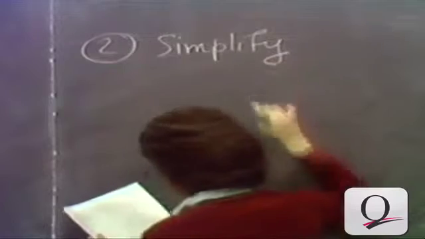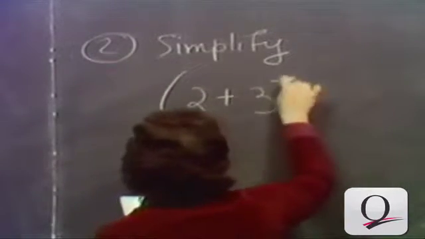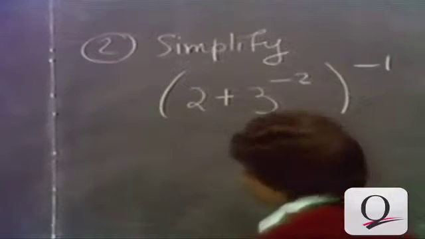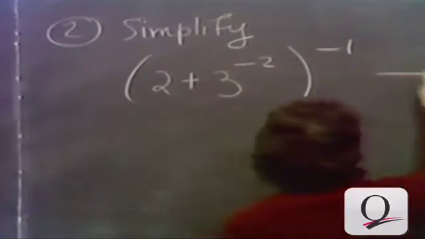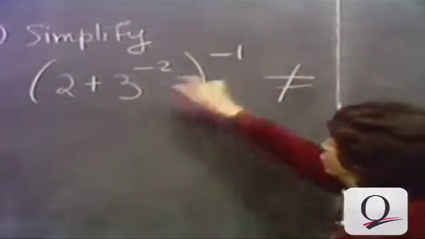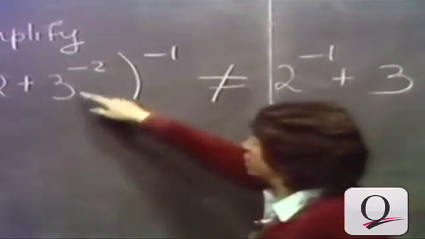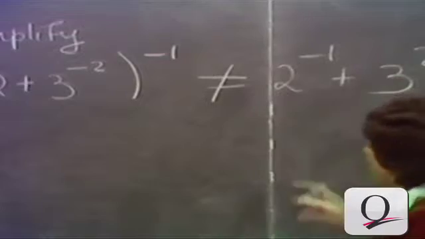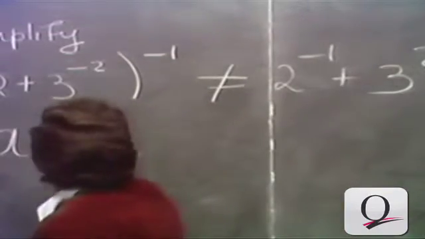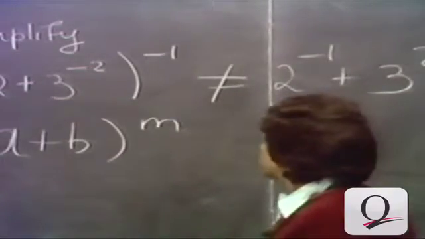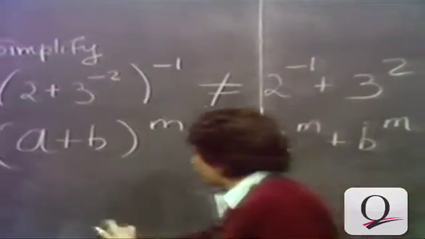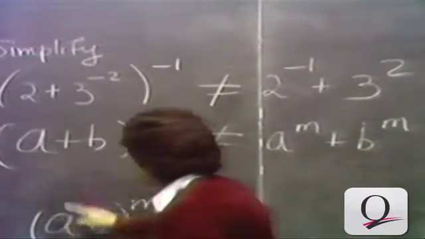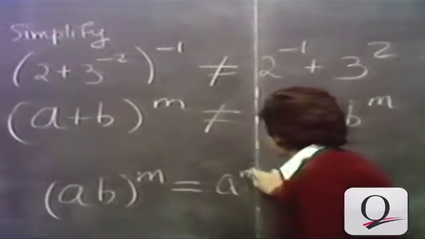In the second example, we would like to simplify the following: 2 plus 3 to the minus 2 power, all raised to the minus 1 power. The important thing here is to realize that you cannot do this in the following way. You cannot say it's 2 to the minus 1 and then 3 to the minus 2 times minus 1, or 3 squared. This cannot be done. You cannot distribute the power in general in this fashion. If you have a plus b to the m, it is not a to the m plus b to the n. It is true that we had a rule that a times b to the m, when these are joined by multiplication, is a to the m times b to the m.